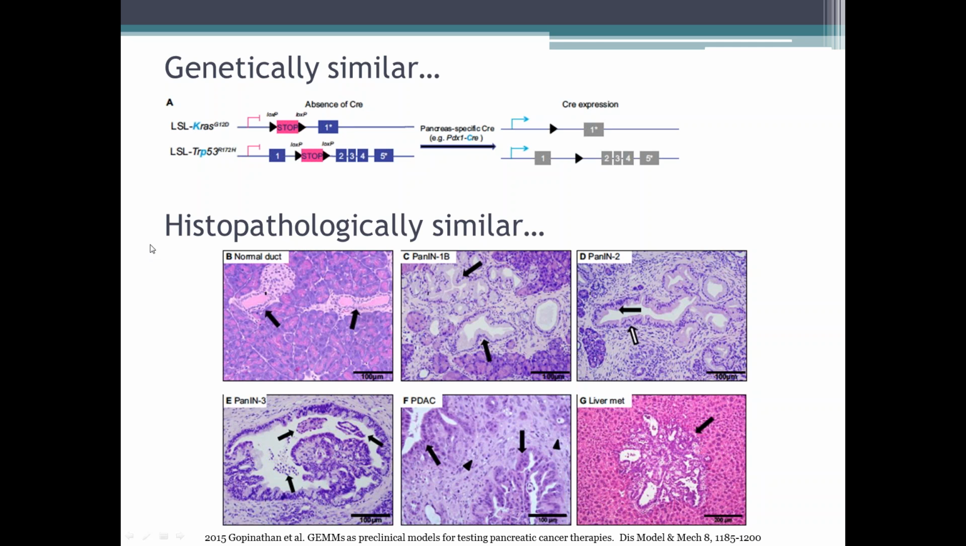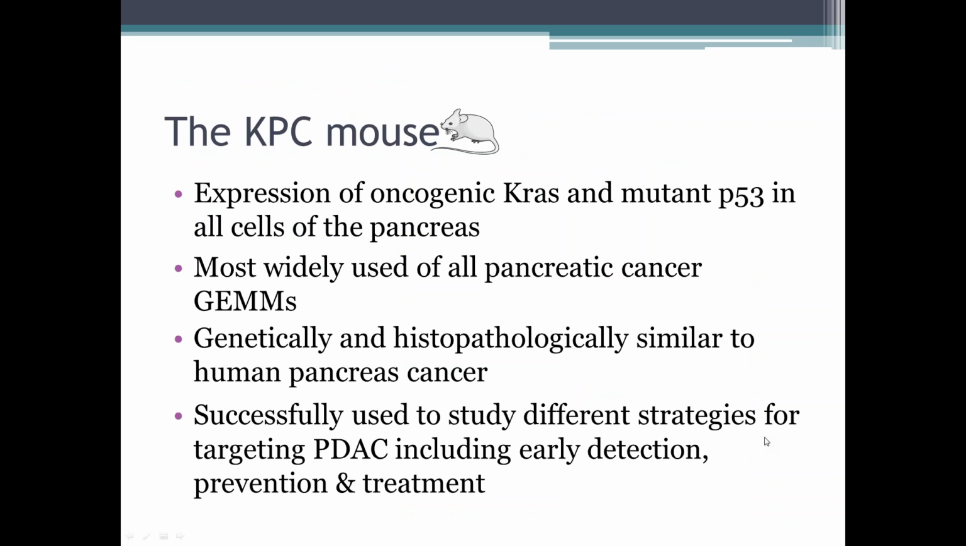And it's histopathologically similar, meaning that these mice develop normal pancreases and then go through pre-cancer all the way to invasive cancer and finally metastatic cancer. So similar to what you would see in humans. And this mouse has been successfully used to study different strategies for targeting pancreas cancer, its detection, its prevention, and its treatment.